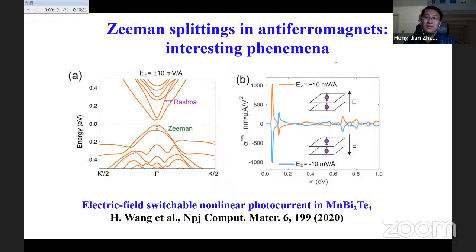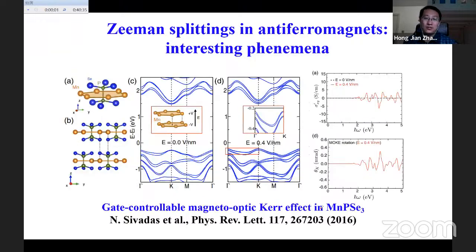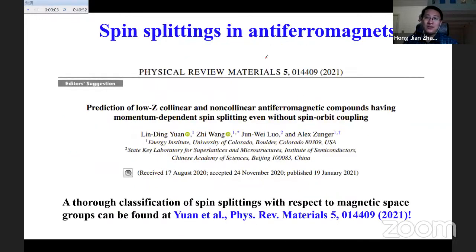By searching the literature, we see, for example, the electric field switchable nonlinear photocurrent in antiferromagnetic material, thanks to the Zeeman spin splitting. And we also found in the literature the gate controllable magneto-optic Kerr effect in antiferromagnetic material, also originating from the Zeeman spin splitting. And here let me recommend a work in which Professor Alexander and co-workers have done a thorough classification of spin splitting with respect to magnetic space group. It can be found in a paper published in Physical Review Materials.